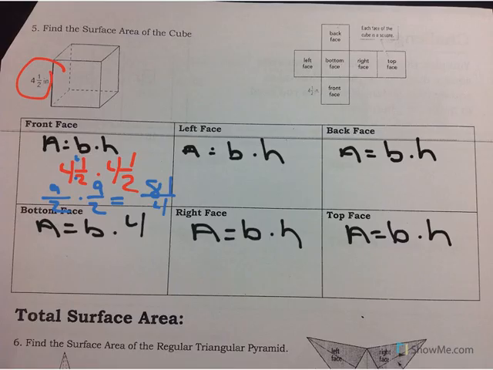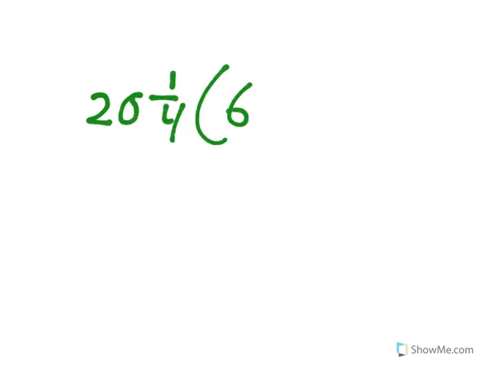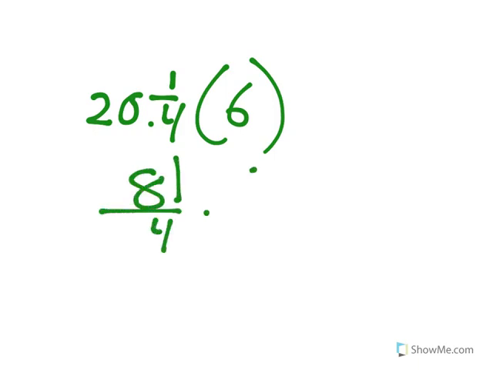So if I go back to my last page right there, the area for all of these is going to be 20 1/4. So if I want to add all of these together, I can, or if I want to, I can multiply all of that by 6. Now, if I multiply it by 6, I do have to change this to an improper fraction, which would be 81 over 4 times 6 over 1.